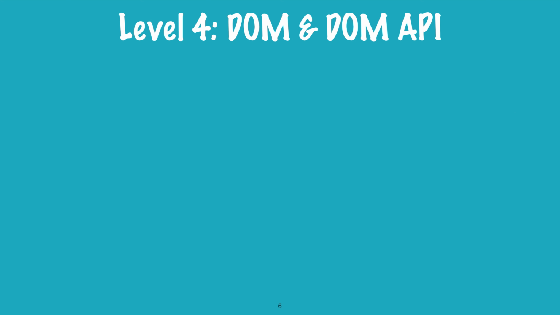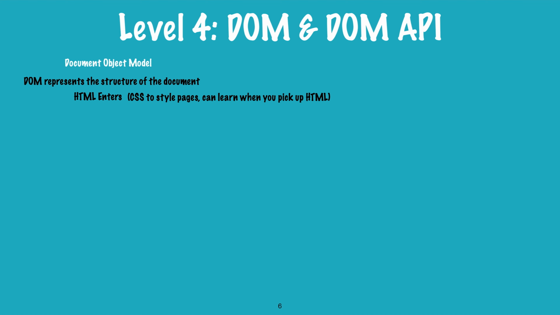And so now at level 4, this is where you learn about the DOM and the DOM API. So what is the DOM, or the Document Object Model? The DOM represents the structure of the document, and this is where HTML enters. And actually, before I forget, you use CSS to style pages, and when you pick up HTML, you should also pick up CSS, and you should learn HTML and CSS sometime before getting to level 4.